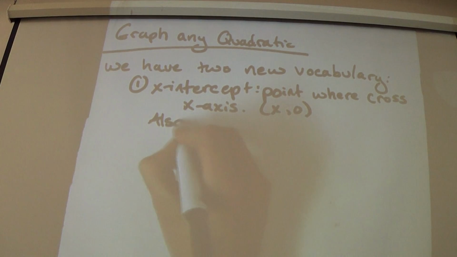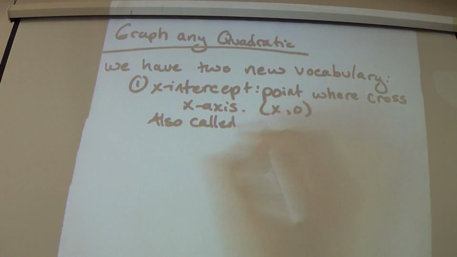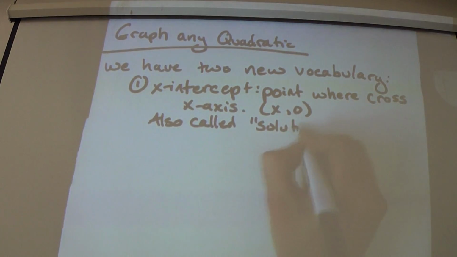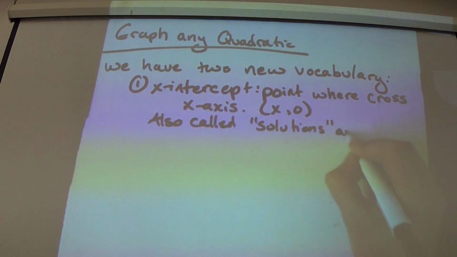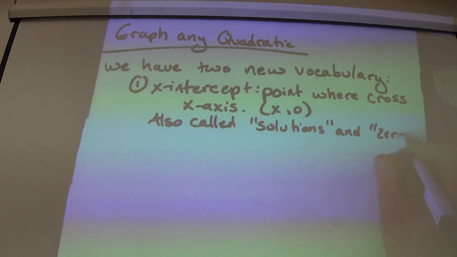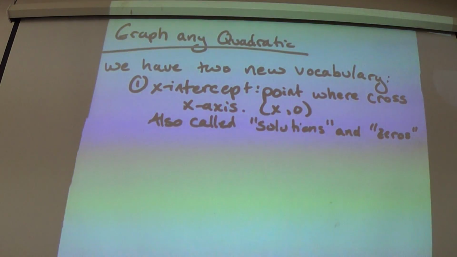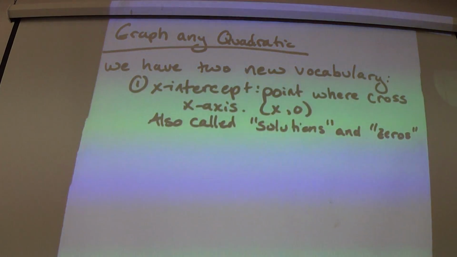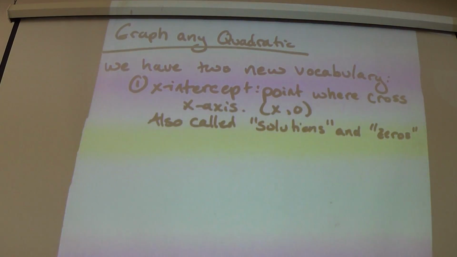Remember that these are also called solutions and zeros. That vocabulary doesn't go away. So regardless of what they ask you for, if they're asking you for an x-intercept, a 0, or a solution, it's still going to be the same thing. Which is why, when we do this today, it's not anything different. In fact, I haven't given you anything different whatsoever except for our two little vocabularies. Okay? It's just sort of piecing everything together.